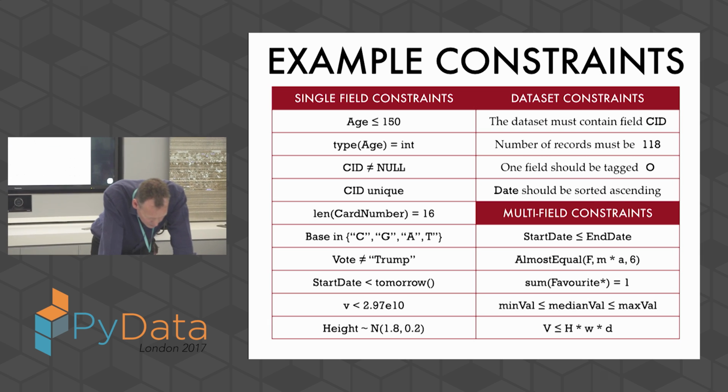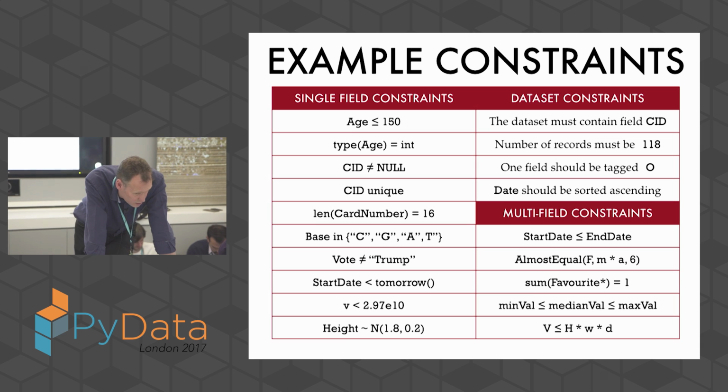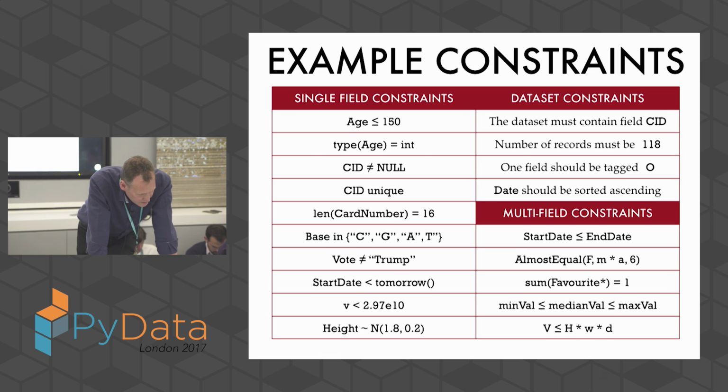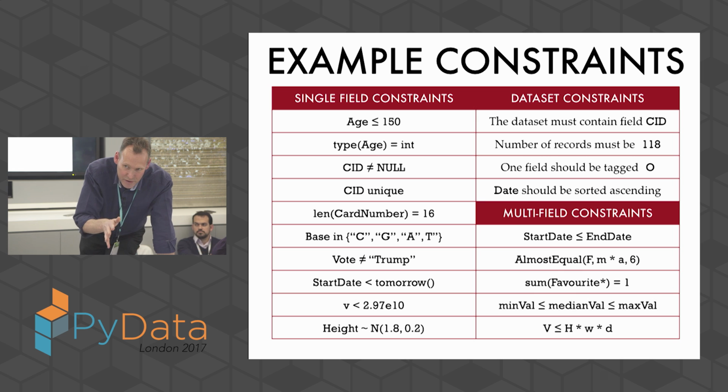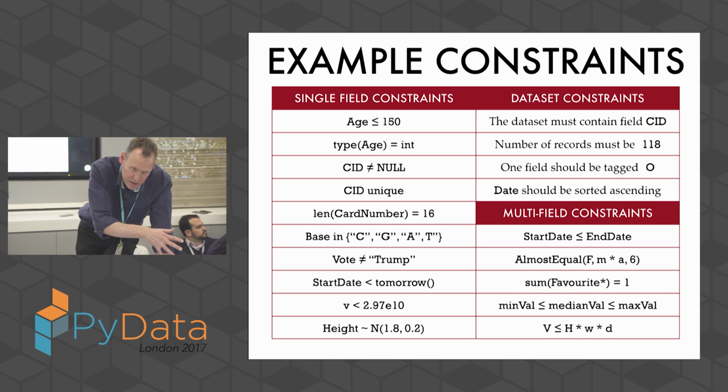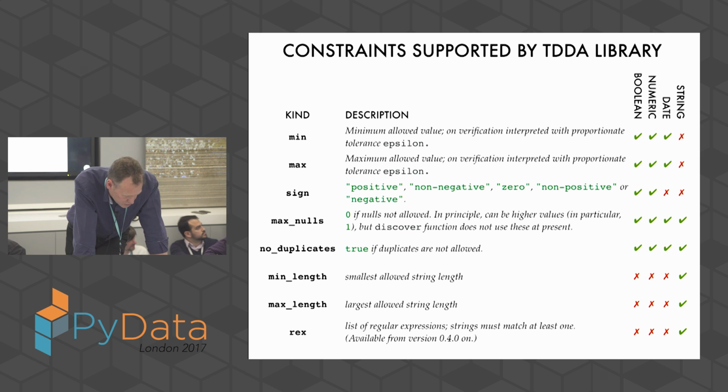So the kinds of constraints currently supported by the TDDA library are minimum values, maximum values, signs as well. Now, obviously, the sign of a number is fully captured by the minimum and the maximum, but we think sign is so significant that even if you end up with a smaller minimum than before, it's probably significant if it's negative where it wasn't before. So we separately capture constraints about the sign.